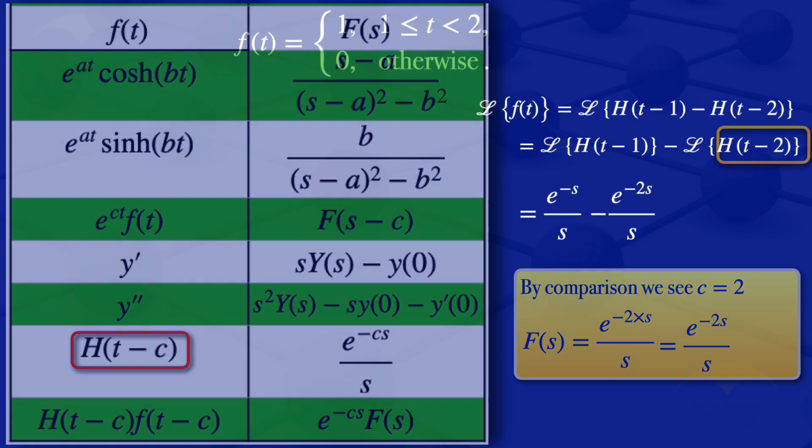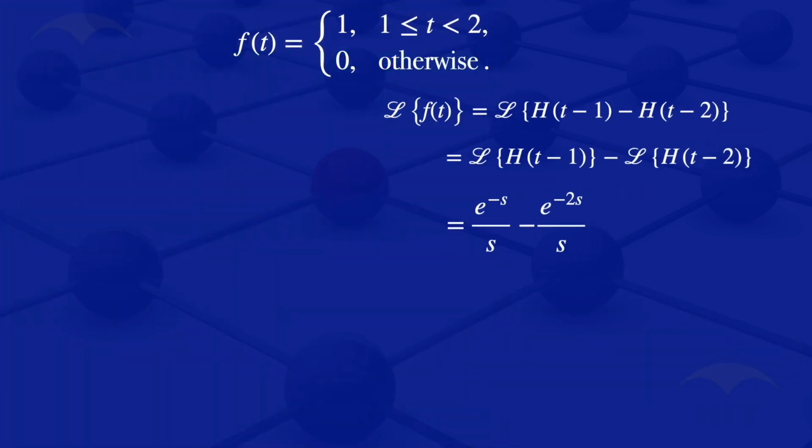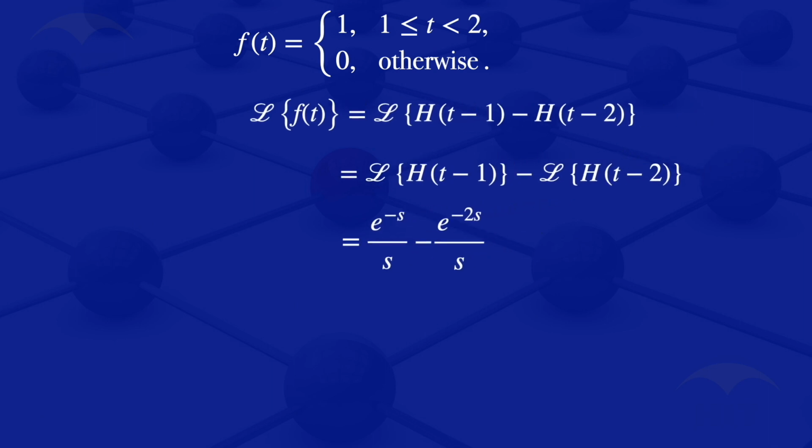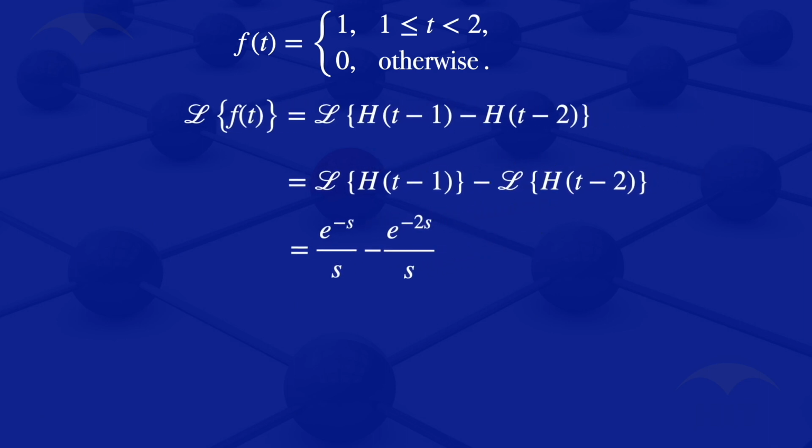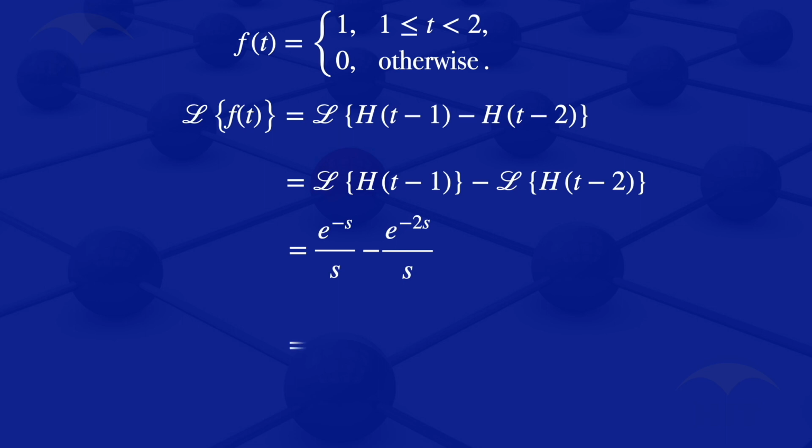So that is our Laplace transform there. And what we can note is that s is a common denominator, so we can write them under a common denominator. And we have e to the minus s minus e to the minus 2s, divided by s. So the Laplace transform of the given f(t) is e to the minus s minus e to the minus 2s, divided by s.